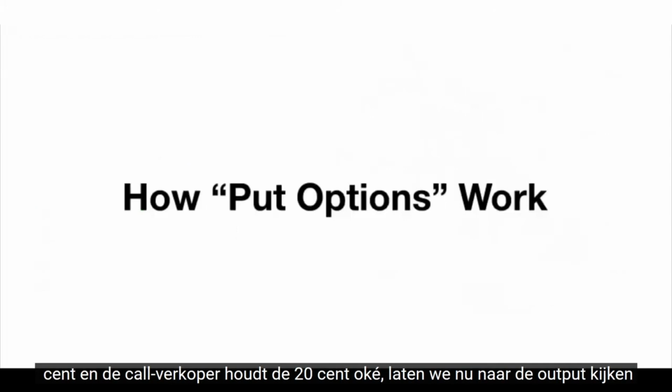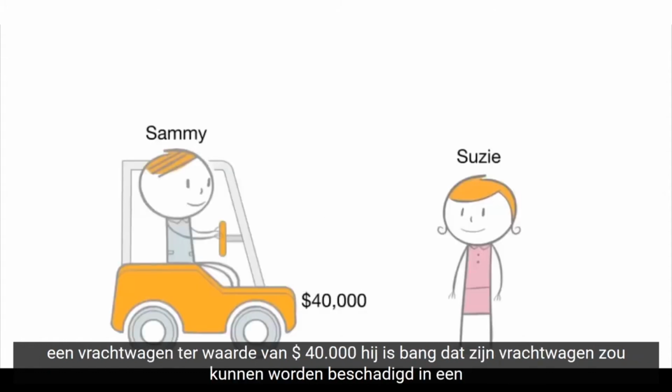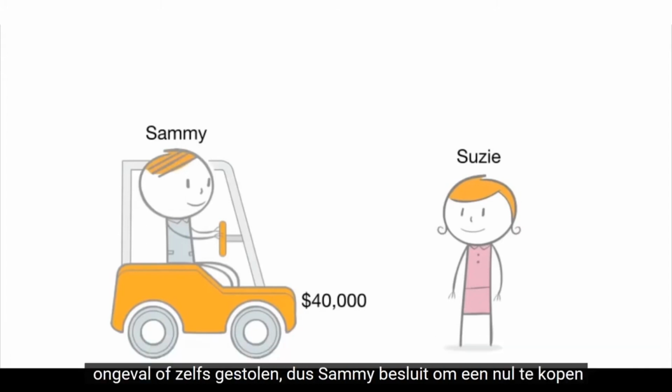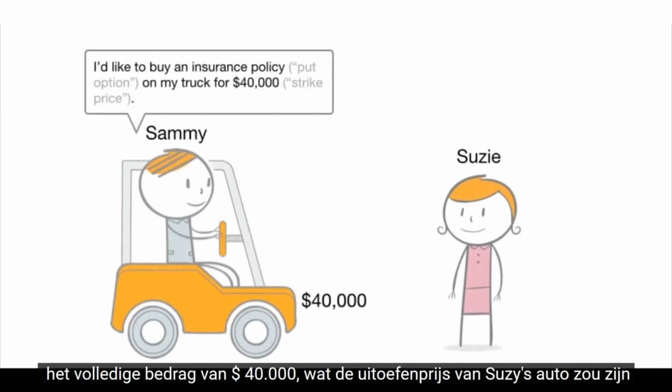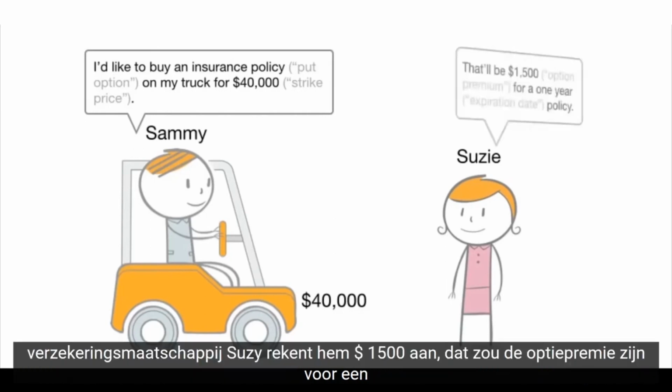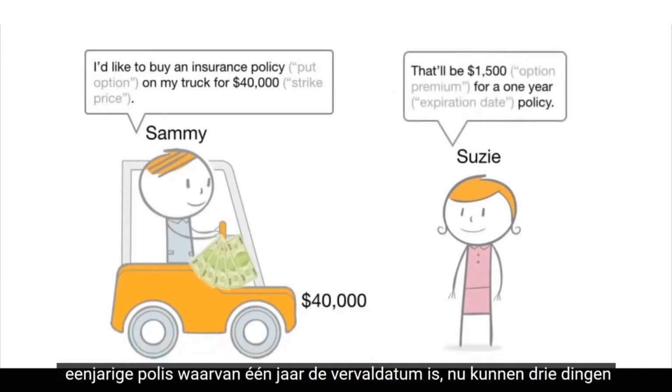Okay, now let's look at how put options work by revisiting Susie and Sammy from our earlier story. Sammy owns a truck worth $40,000. He's concerned that his truck might be damaged in an accident or even stolen. So Sammy decides to buy a zero-deductible insurance policy, or a put option, on the truck for the full amount of $40,000, which would be the strike price, from Susie's auto insurance company. Susie charges him $1,500. That would be the option premium for a 1-year policy, 1 year being the expiration date.